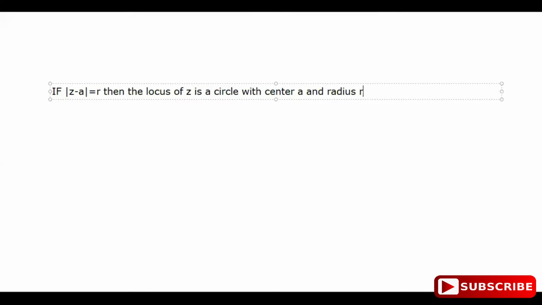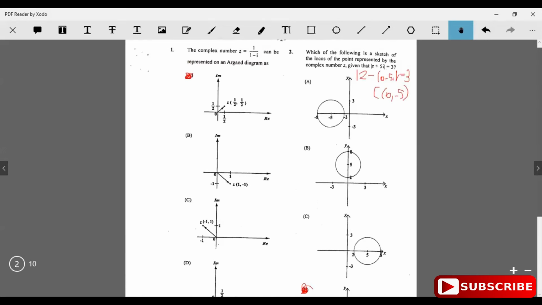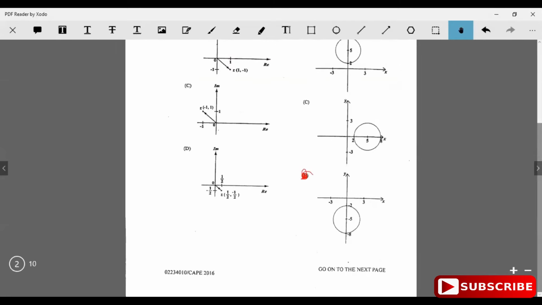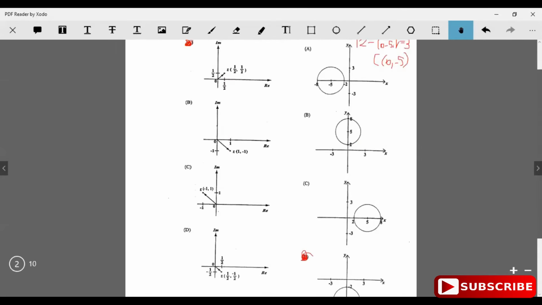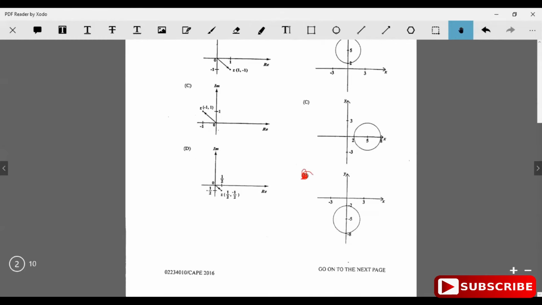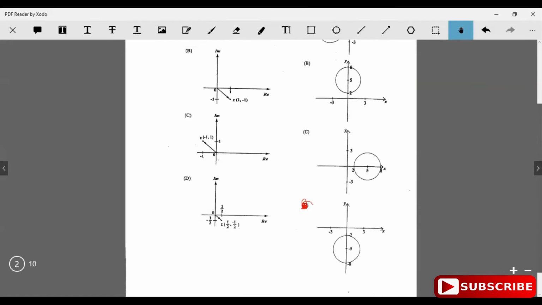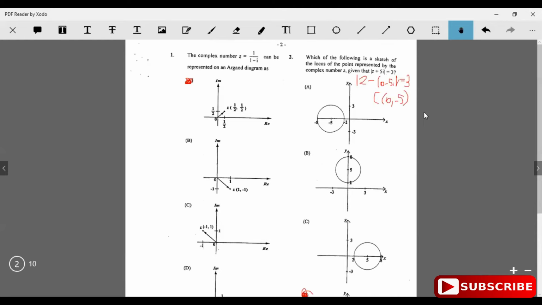So 0 and negative 5. Find the point between them, then find the point there on the graph. But then again, how would I find the radius? The radius is 3. From the point, go out to radius 3 and then draw a circle. You just draw one circle. But the trick is to find the center, because notice all of them are circles, and all of them have radius 3. So the trick was to find the center.